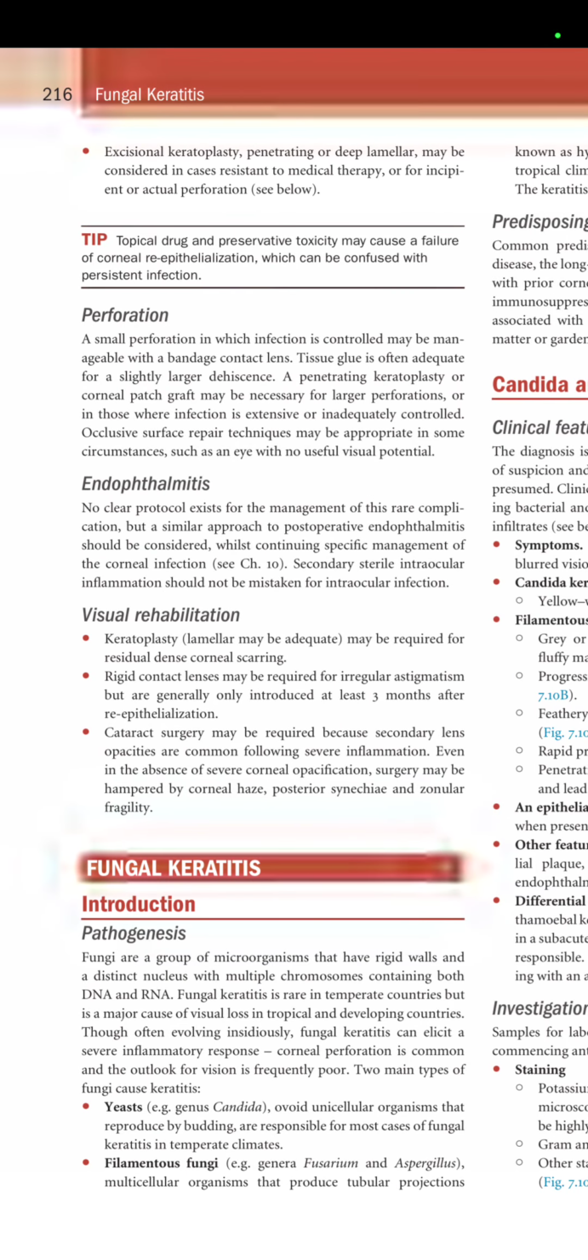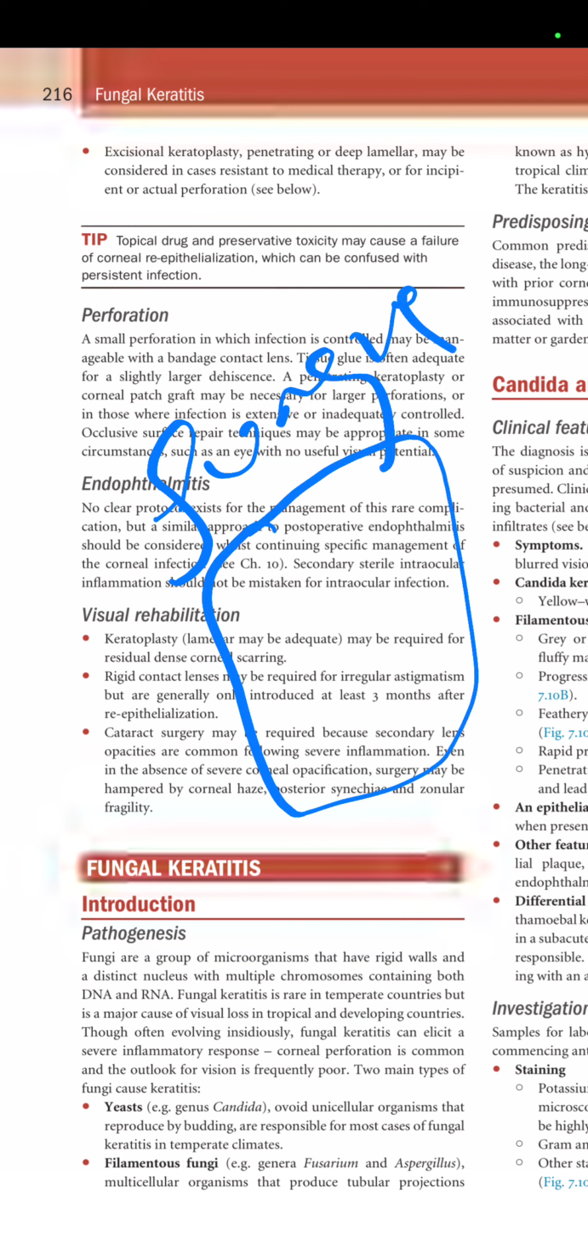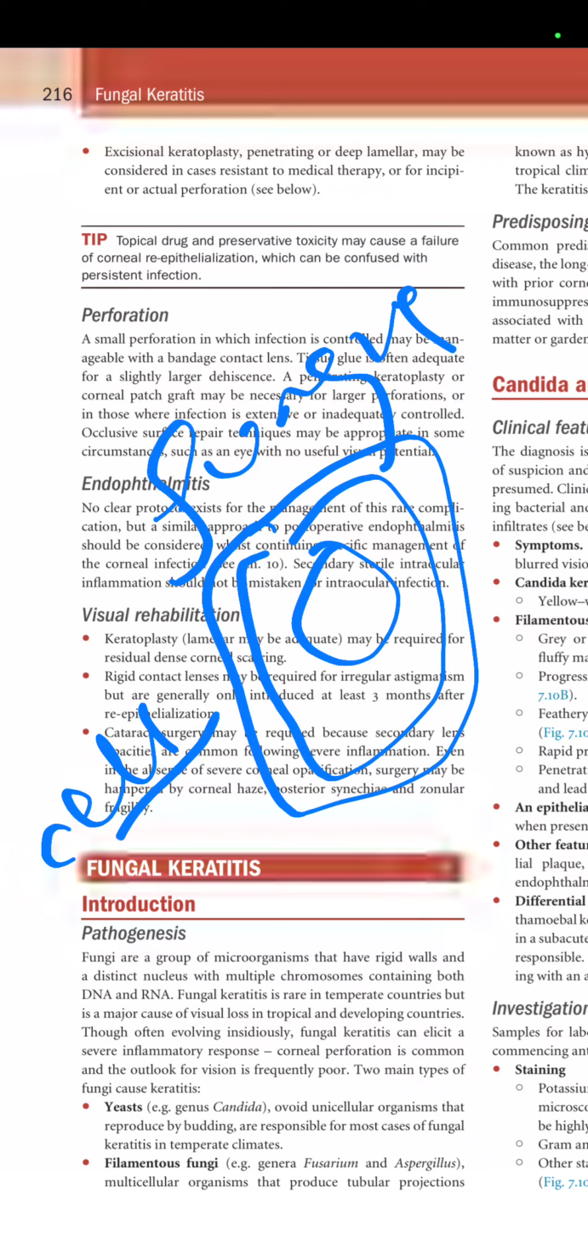Fungi are a group of microorganisms that have rigid walls and a distinct nucleus with multiple chromosomes containing both DNA and RNA. So as we know, a fungus has a very rigid cell wall and its nucleus contains both DNA and RNA.